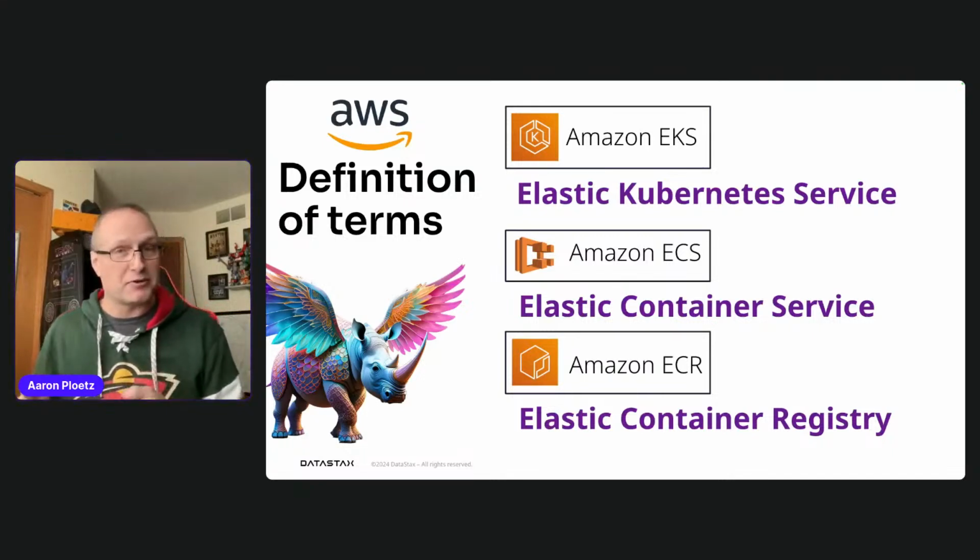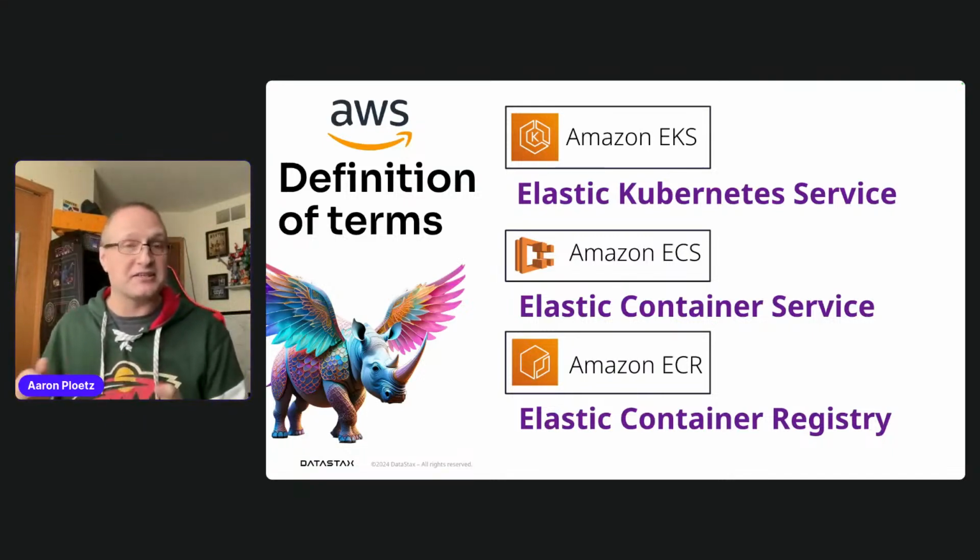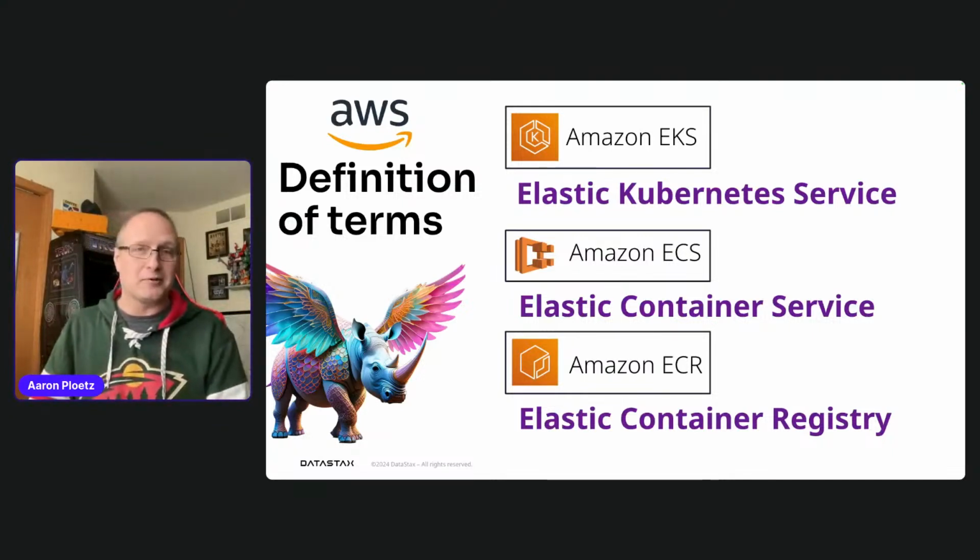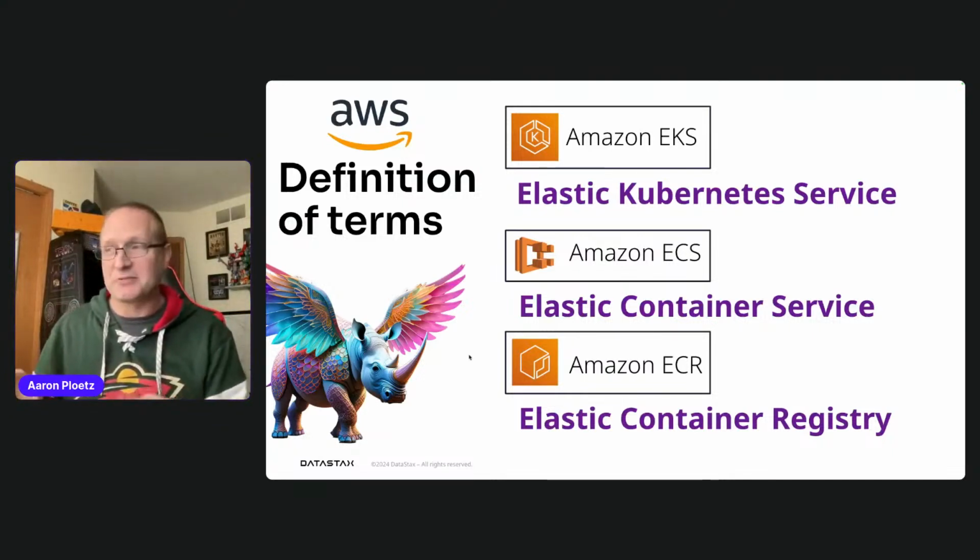The reason that this is important is because these last two, the ECS and the ECR, we're going to use them to actually run Langflow out in AWS. So that's why those two are important.